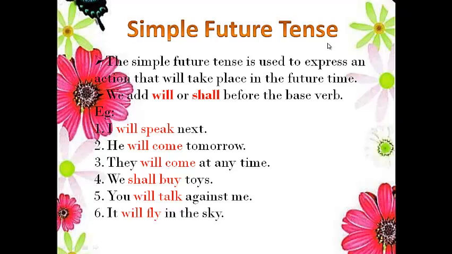Simple future tense. The simple future tense is used to express an action that will take place in the future time. We add will or shall before the base verb. Here you can see the examples. I will speak next. Will plus verb. He will come tomorrow. We shall buy toys. We have to add will or shall to the base verb to get simple future tense.